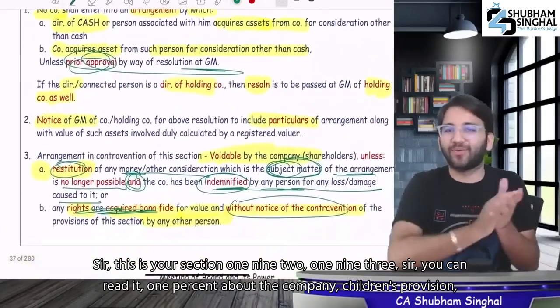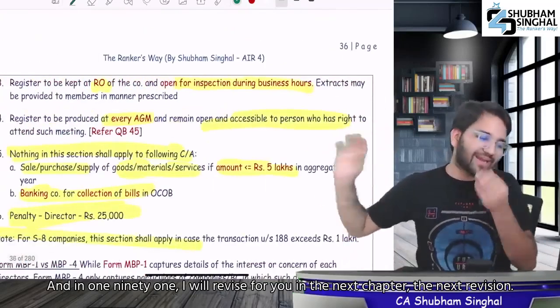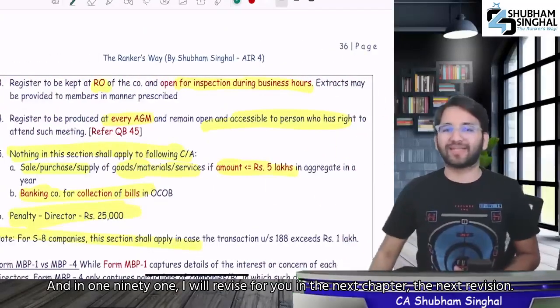This was section 192 and you can read section 193 about one person company. It's very easy. And I will revise 192 for you in the next chapter.